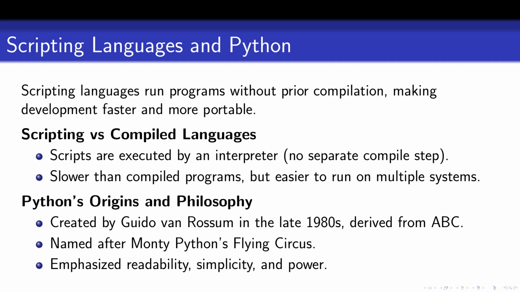In the late 1980s, Guido van Rossum began developing a new scripting language. He based it on an earlier language called ABC, and he called his new creation Python, not after the snake, but after the British comedy group Monty Python. Guido's goals were clear. He wanted a language that was simple, readable, and powerful. And Python delivered on all of those. Over time, it grew into one of the most widely used scripting languages in the world, thanks to its clean syntax and versatility. From web development and automation to data science and artificial intelligence, Python is everywhere.